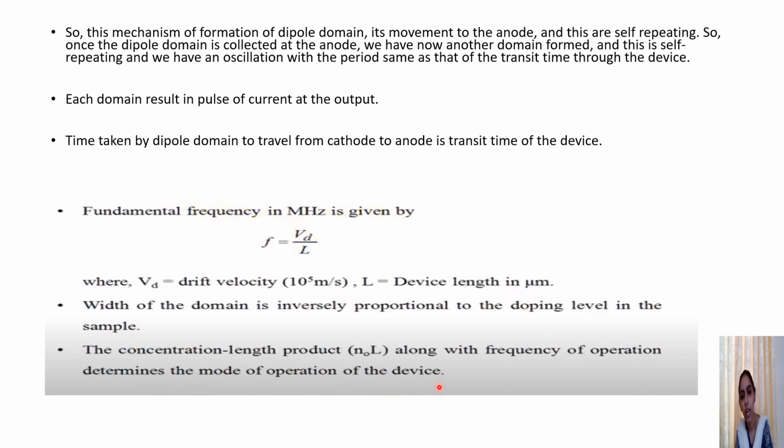So now we have seen the high field domain formation inside a Gunn diode. Depending upon these factors, that is, the frequency of operation and the product of the concentration and the length of the specimen, the mode of operation of the device is determined. These points are to be remembered when you are learning about the dipole domain formation in gallium arsenide. Next we will see the modes of operation in the Gunn device.